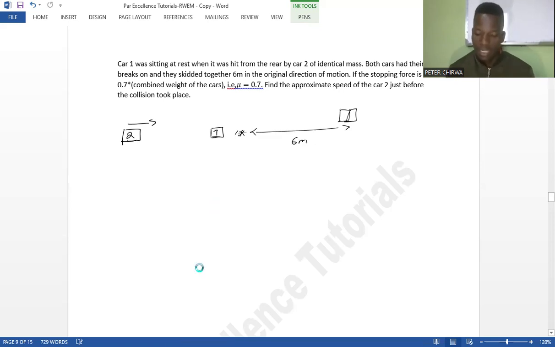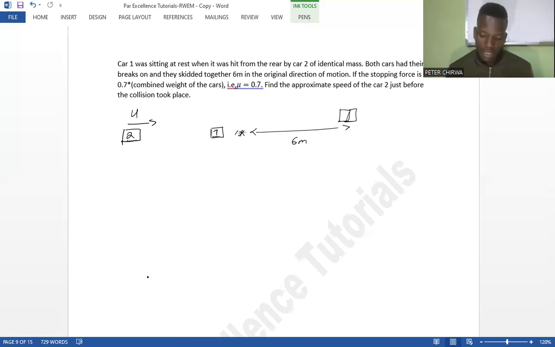And we have something to do with the friction force here. Now we are being asked, what was the speed at which car two was moving before the collision took place? So how do we solve that?